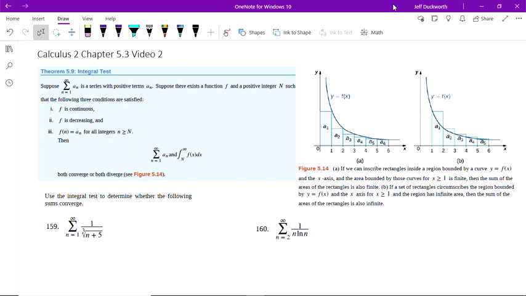Chapter 5.3 is called the integral test. So it reads, suppose the sum from n equals 1 to infinity of a_n is a series with positive terms a_n. So non-negative, not zero. Suppose there exists a function f and a positive integer capital N such that the following three conditions are satisfied.